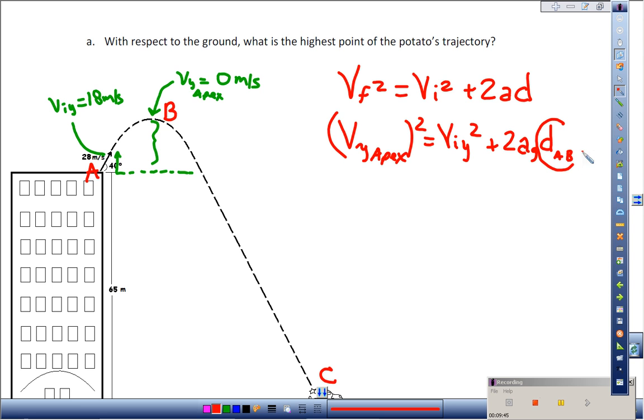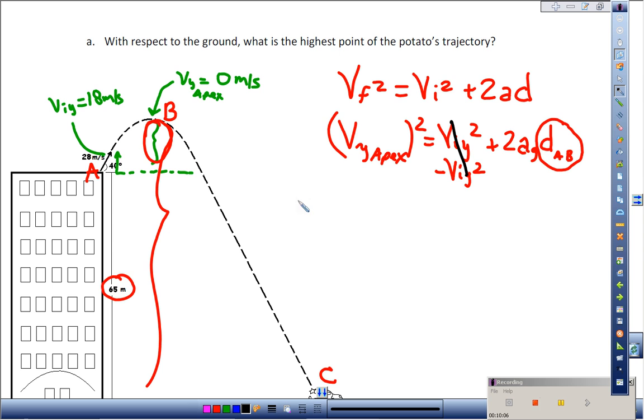This is going to help me find this total, because once I've found this little distance, I can add it to the height that I am above the ground, and I will have the total height above the ground. So first let me get this guy alone. What I need to do is subtract ViY squared from both sides. And now I'll end up having something that looks like this.